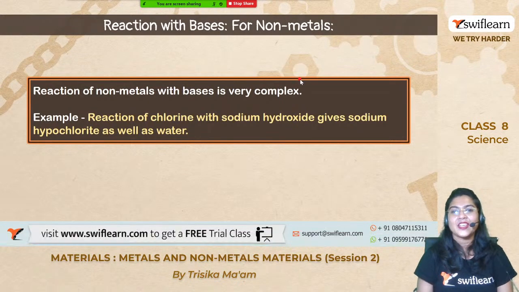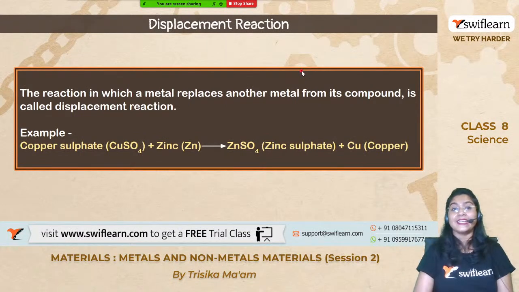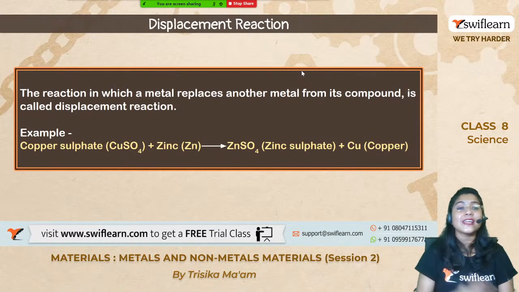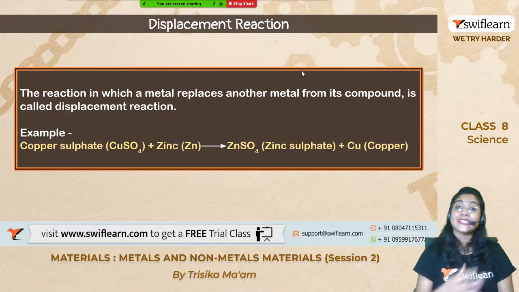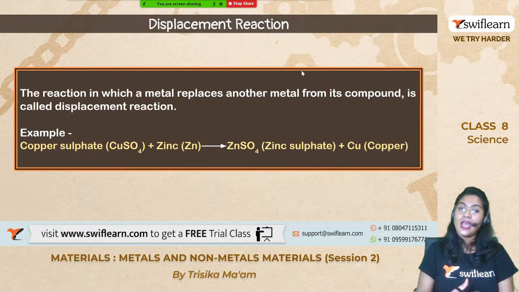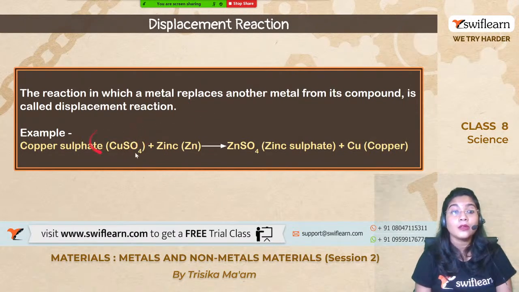Yes? Chalo. Now let us move on to the next topic, that is displacement reaction. So what is displacement reaction? It is a special type of reaction where a metal replaces another metal from its compound. This type of reaction is known as the displacement reaction. Focus mainly on the example.